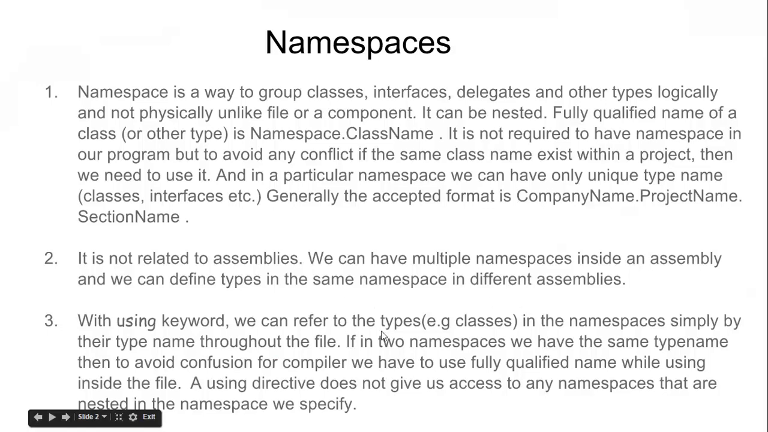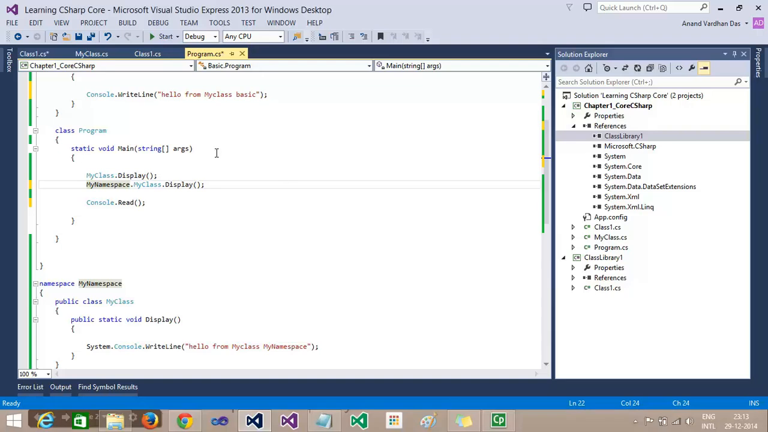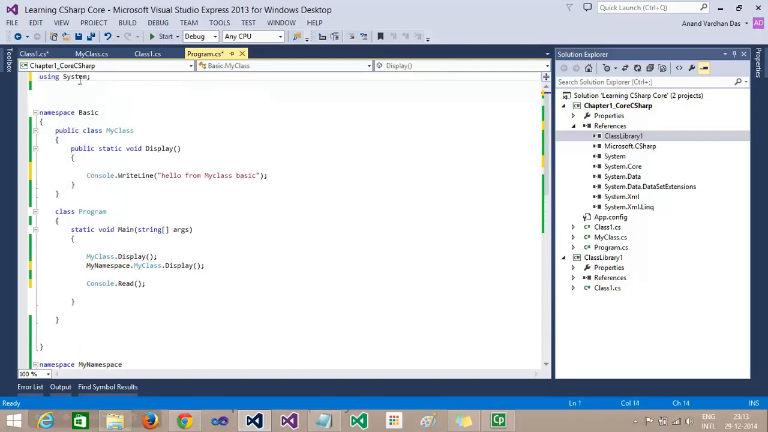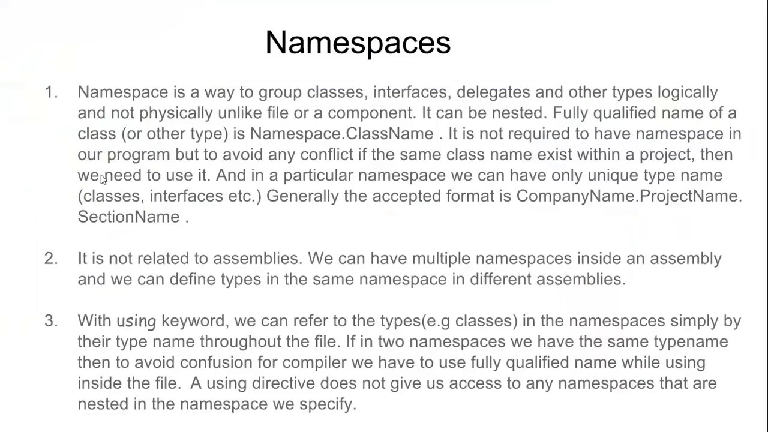Now with the using keyword, we can refer to the types in the namespace simply by their type name throughout the file. We just saw that instead of using System each time, I just have to import that namespace with the using keyword, so that the next time I don't have to use the fully qualified name for the Console class. I just have to write Console dot and I can access the methods in that Console class. If you hover the mouse over this Console class, you can see that its fully qualified name is System.Console, but you don't have to type System every time because you have already used the using keyword and imported the namespace.